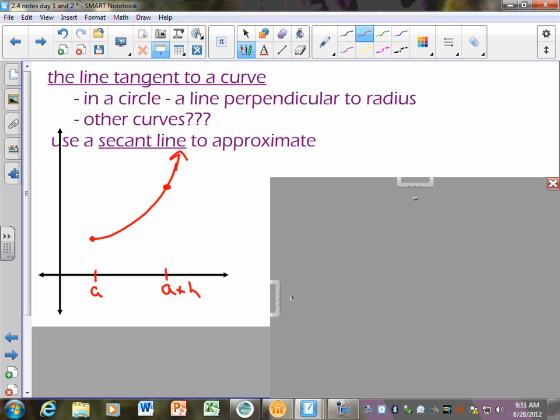Which means, do you agree if I wrote the ordered pair for this point A, this would be the point A, f of A? Everyone okay with that notation? And so this one, not as pretty, but this would be the point A plus H, comma, f of A plus H.